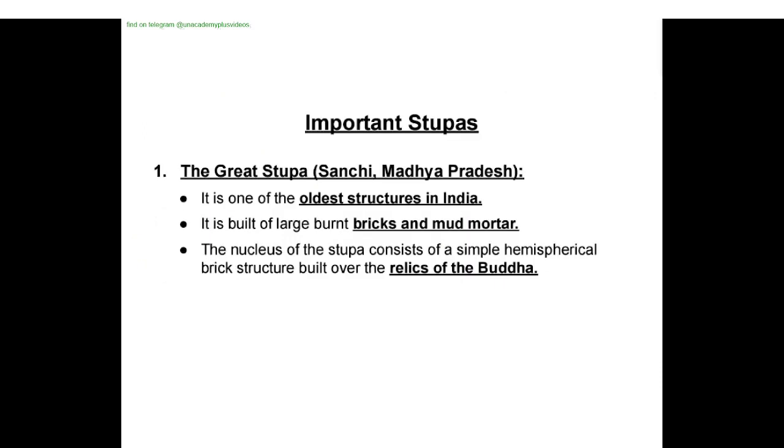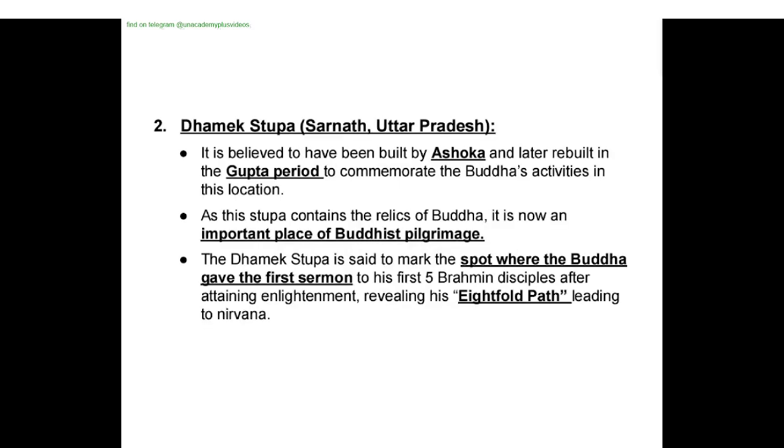Important stupas. The Great Stupa of Sanchi, Madhya Pradesh. It is one of the oldest structures in India. It is built of large burnt bricks and mud mortar. The nucleus of the stupa consists of a simple hemispherical brick structure built over the relics of the Buddha.